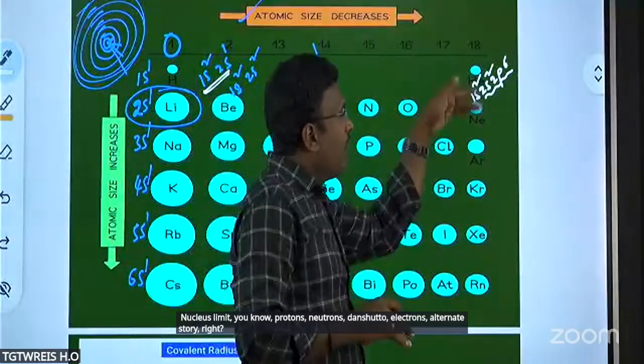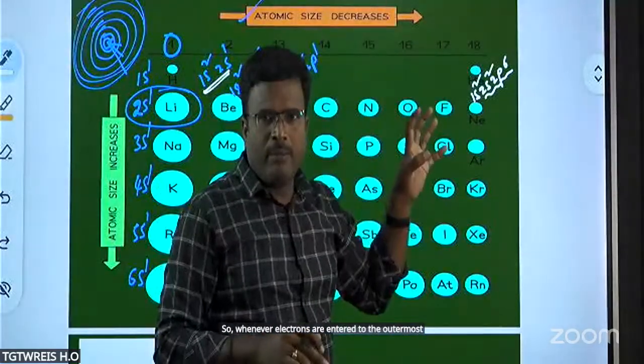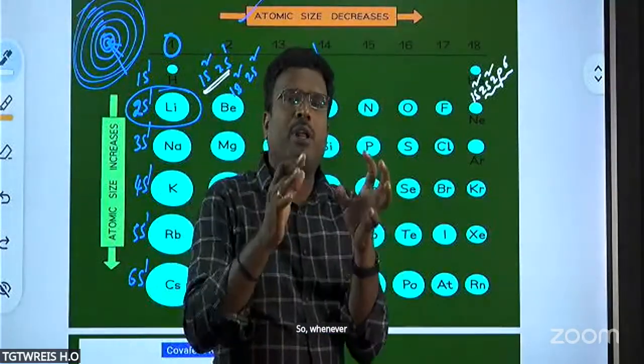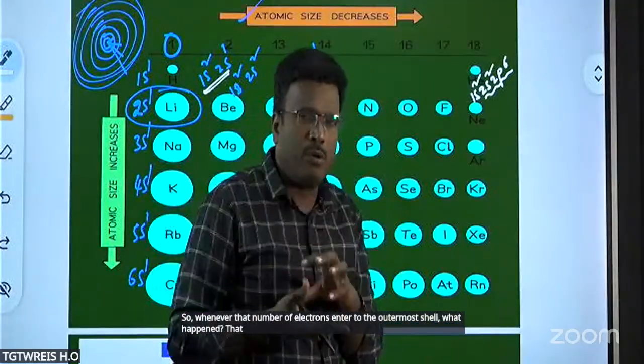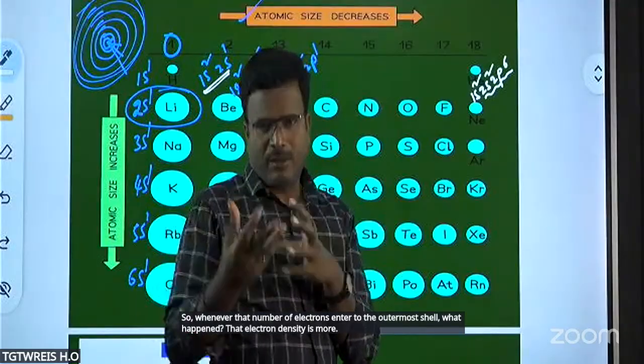So whenever electrons enter the outermost shell, whenever that number of electrons enter the outermost shell, what happened? That electron density is more, meaning negative charges are more.